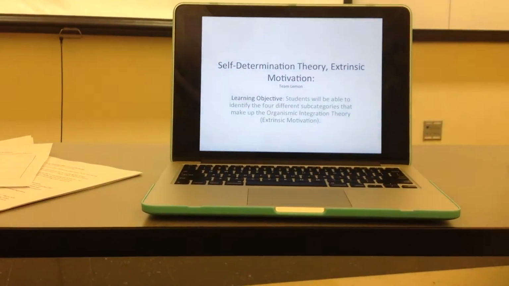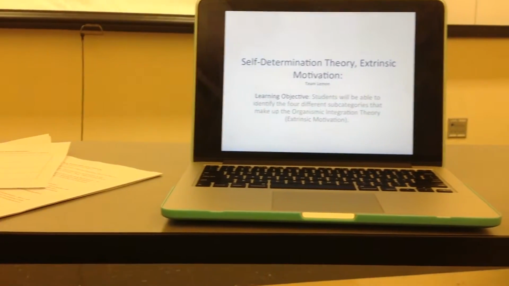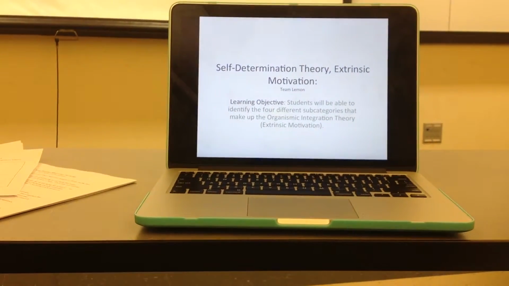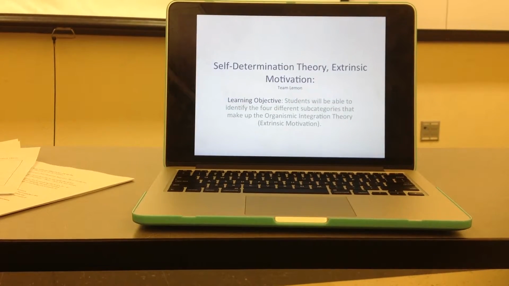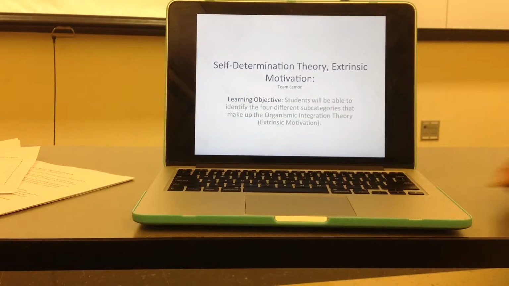The self-determination theory, extrinsic motivation, Team Lemon. The learning objective is that students will be able to identify the 4 different subcategories that make up the organismic integration theory, or extrinsic motivation.